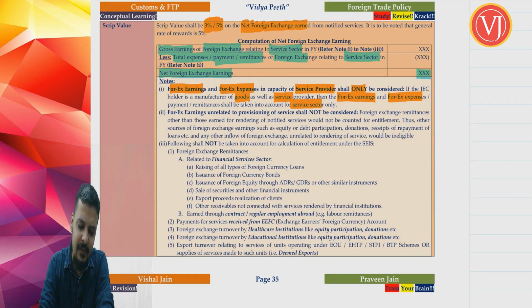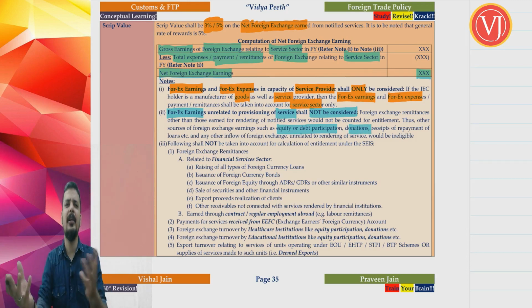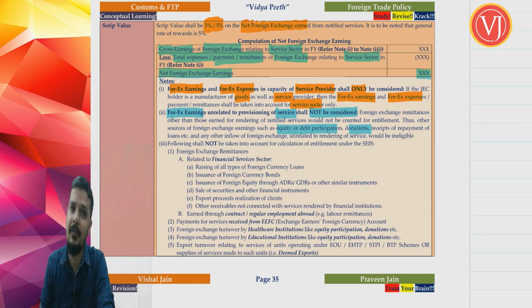Second, foreign exchange earnings not related to provision of services should not be counted. If you are getting foreign exchange earnings but they are not related to any service, they shall not be considered, and the list is given below. Friends, equity or debt participation, any donations received by you, or any loans received by you, or equity or debt participation by foreign investors, loans, other foreign exchange inflow, they are not related to rendering of service and will not be eligible.